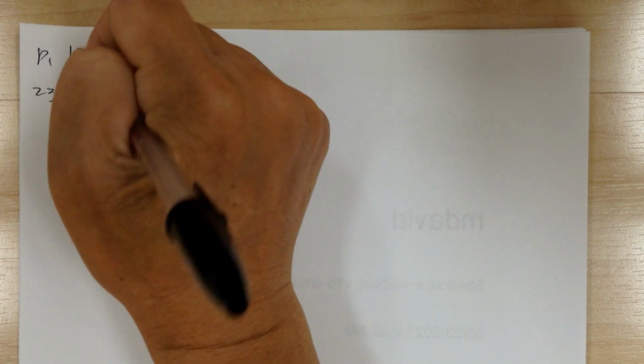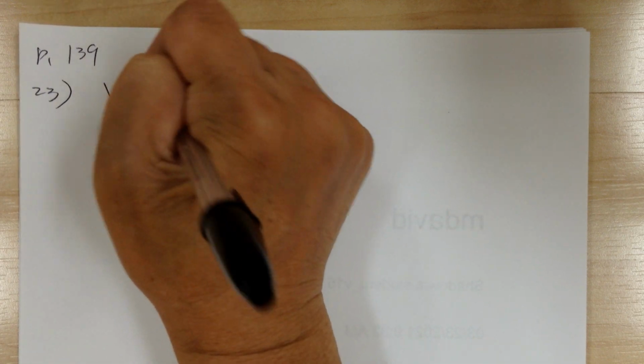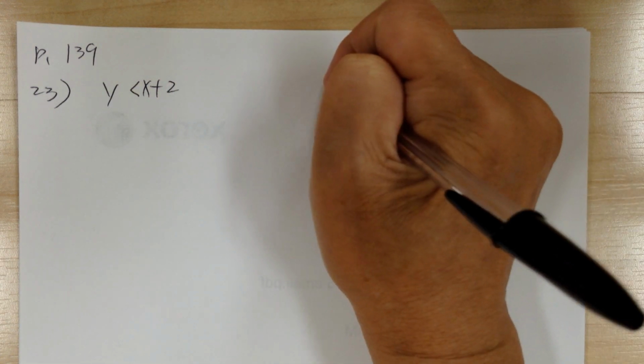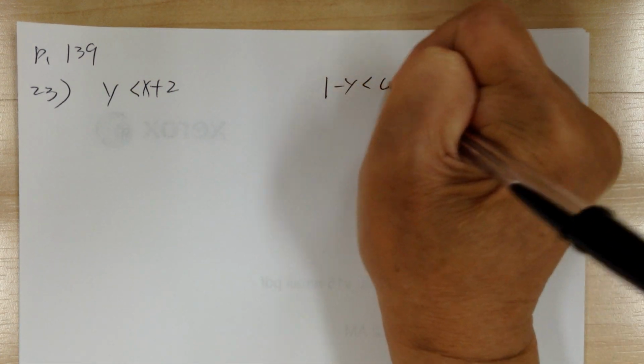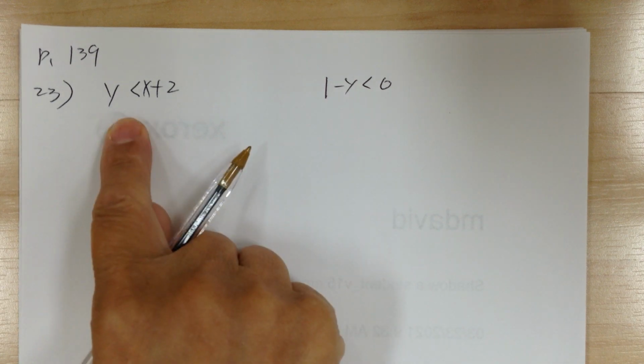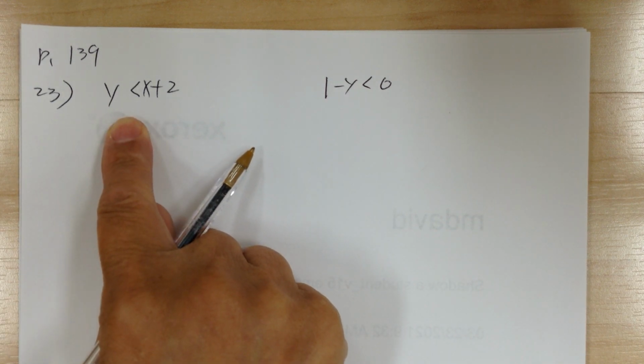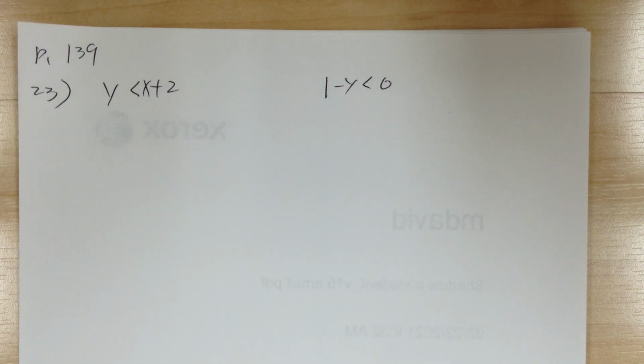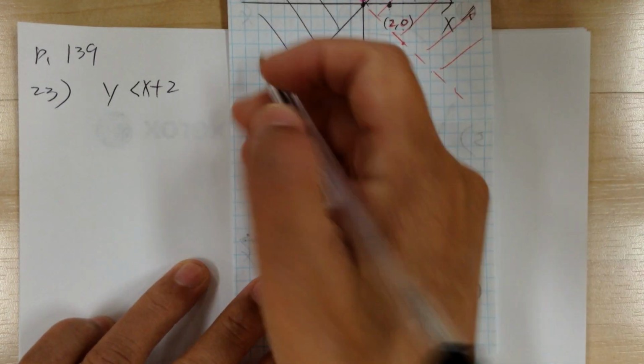Okay, number 23, you have y is less than x plus 2. And you got 1 minus y is less than or equal to 0. So let's go and do this one first because this is harder to do. Okay, this is already in the slope-intercept form, so you don't have to make any point. You can just go and graph directly.